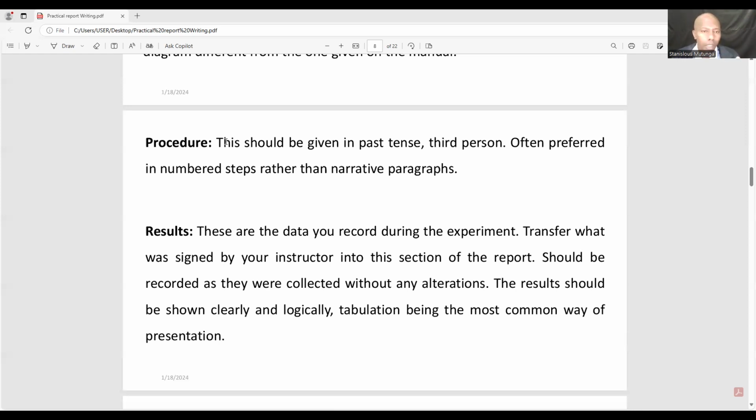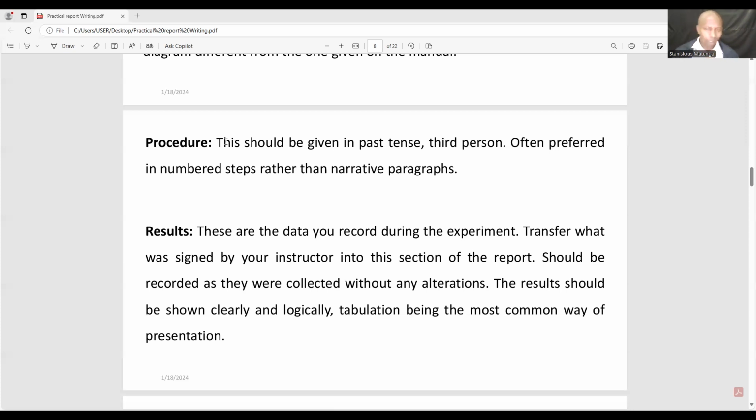This is another part which is truly, sometimes most of the students usually don't understand this part. And this part should be given in the past tense, the third person, often preferred in numbered steps rather than narrative paragraphs. What does this mean now? What is this third person? Why is it in past tense?